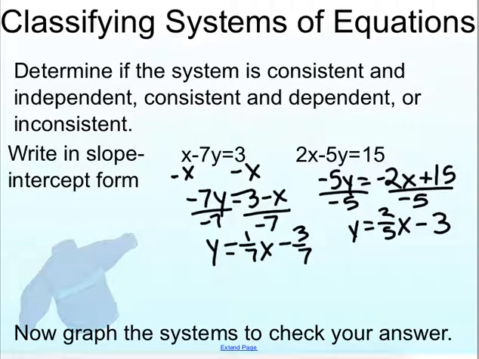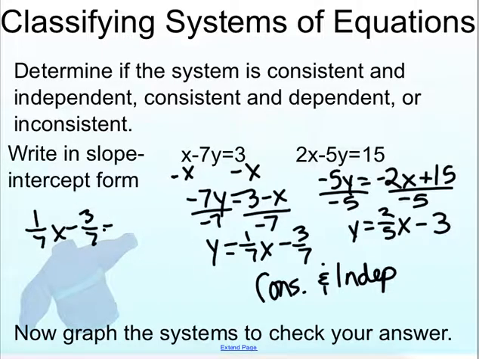So when I look at these, they're definitely not the same equation. They don't have the same slope, so they couldn't be parallel, so these must be consistent and independent. And we could prove that by truly finding the solution, in this case by substitution, by setting these equal to each other and getting 1/7 x minus 3/7 is equal to 2/5 x minus 3. We can go ahead and find x, plug it in, find y.